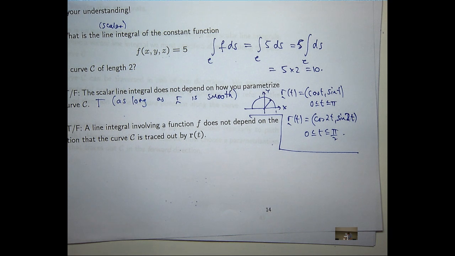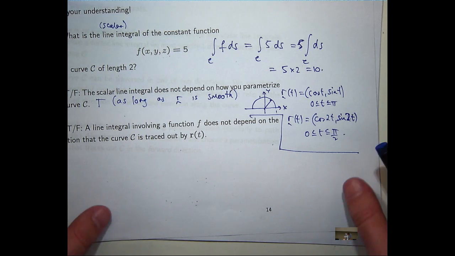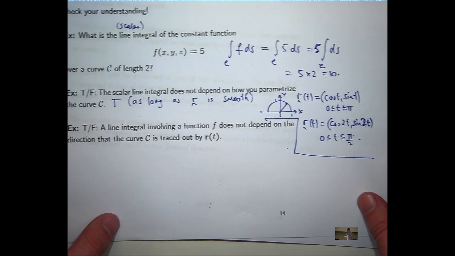They're two ways of parameterizing the same curve. What's the difference between them? Well, the second function traces out C twice as fast as the first function. So it does not depend on your parameterization.